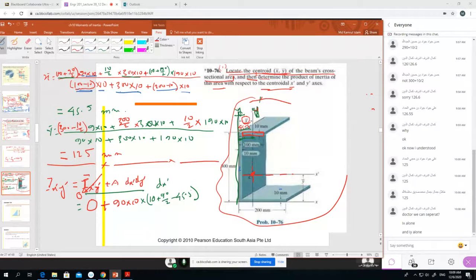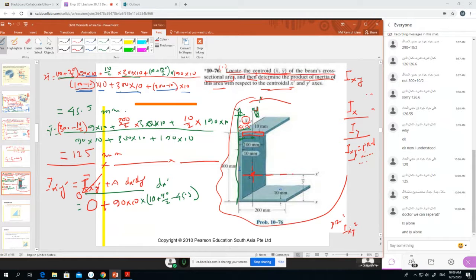They ask us to determine the product of moment of inertia. Don't be confused. This is Ix, the moment of inertia with respect to x. This is Iy, the moment of inertia with respect to y. But if I say Ixy, it is a completely different thing. Its name is product of moment of inertia. When we say Ixy, it is the product of moment of inertia.